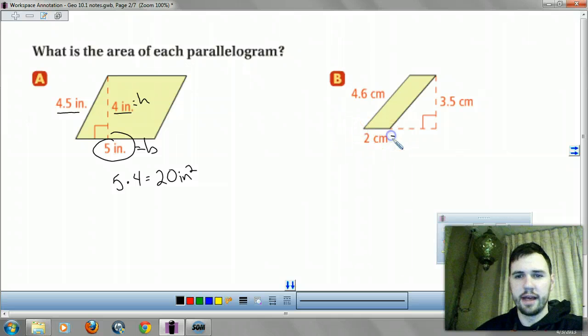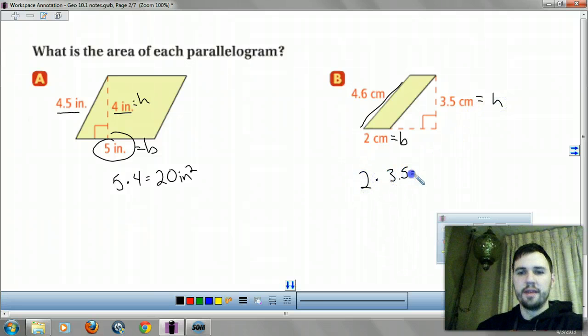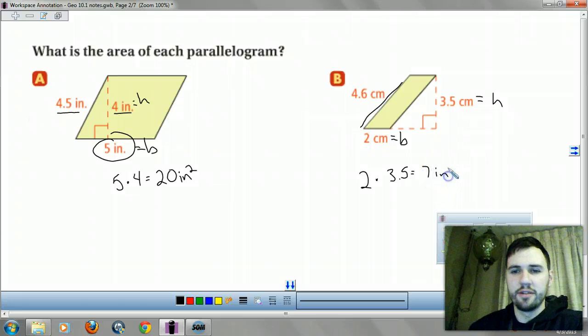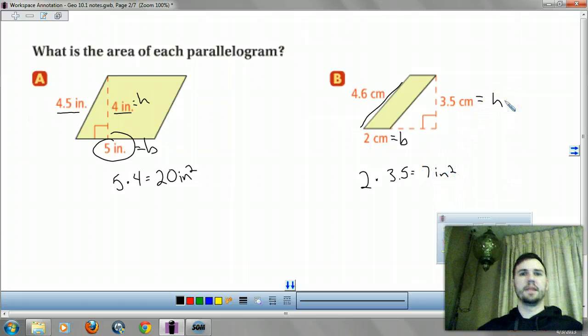Now here, I have my base, right? Now my 4.6 is not my height. It's that angle. My 3.5 is my height. So I go 2 times 3.5, which is 7 inches squared. That's all there is to it, guys. That's almost this whole section.